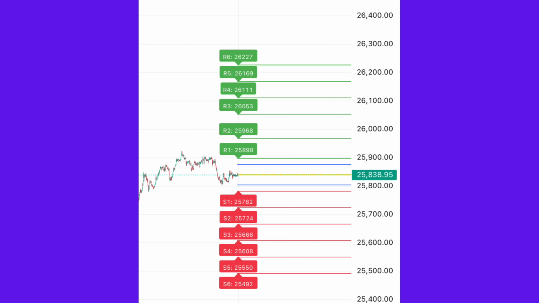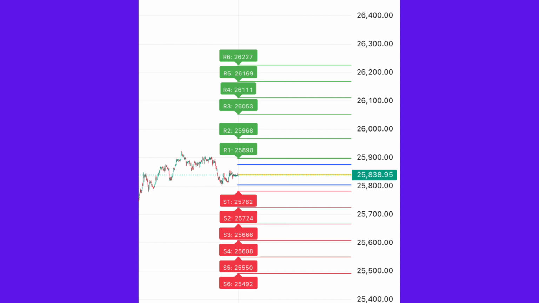S1 S2 zone. Immediate demand. This is the nearest buying zone. If Nifty opens weak, this is where demand typically comes back. S3 S4 zone. Risky but strong support. This area often creates bounce trades if broader sentiment doesn't collapse.